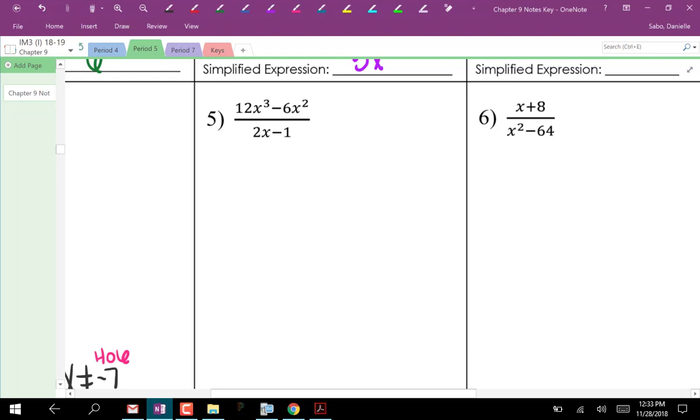What are you over here? Good. You just need to put the 6x on the outside then. Or the 6x squared on the outside. Like how we had the 5x squared. There you go. And now you should be good. So then whatever's left is 6x squared.